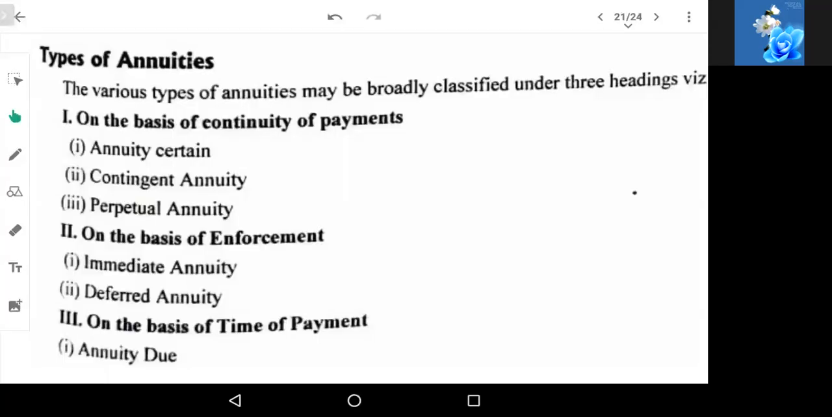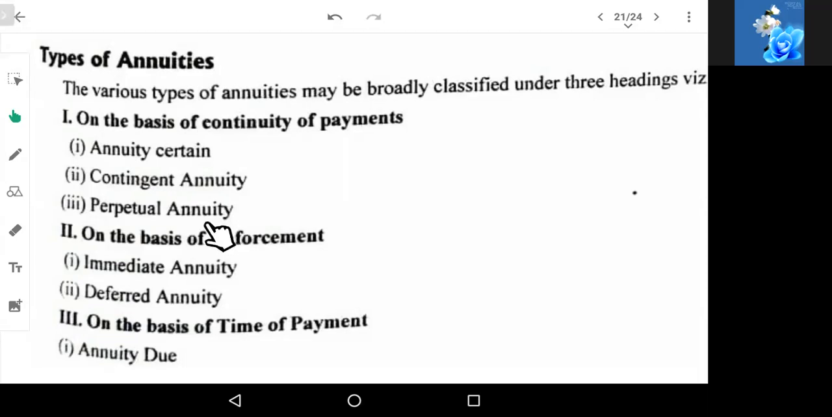Okay, so moving on is the types of annuities. There are many different types of annuities which will be seen, which are used by companies and individual people. Different types of annuities are on the basis of continuity of payments. How the payments are done, on that basis there are three types of annuities. First one is annuity certain, contingent annuity, perpetual annuity.